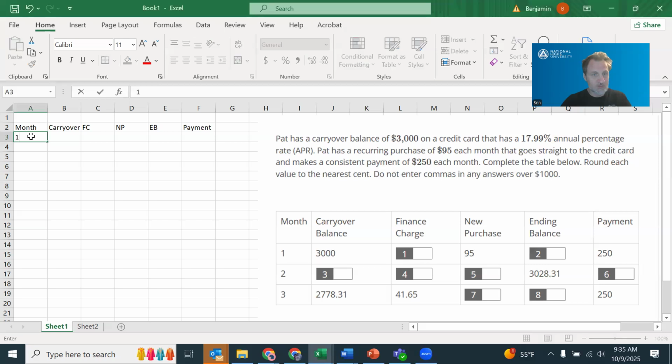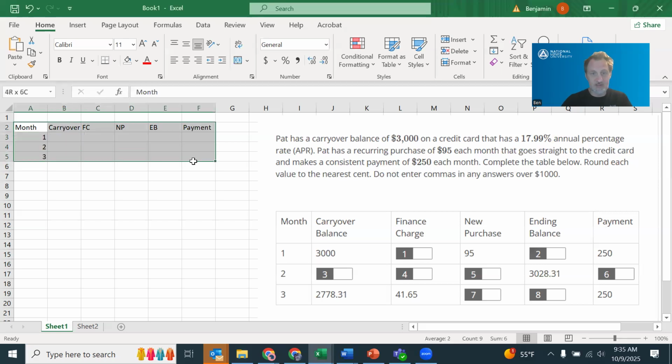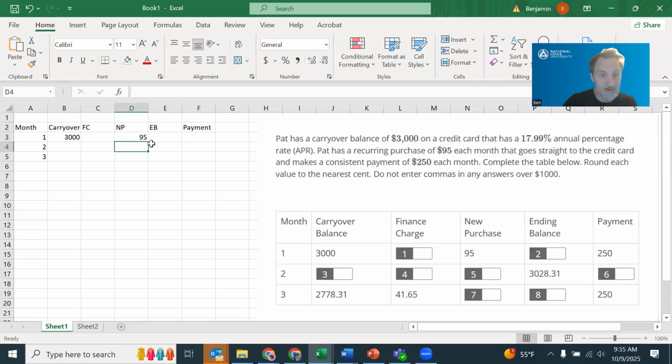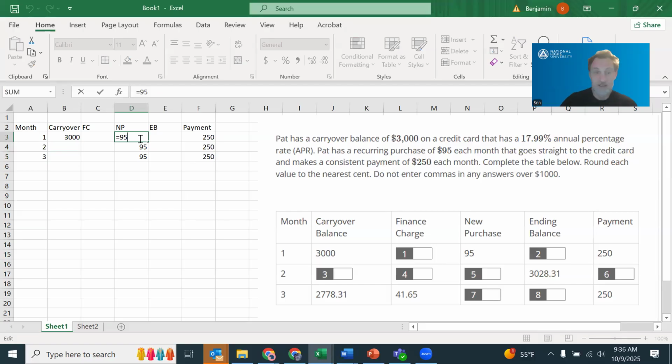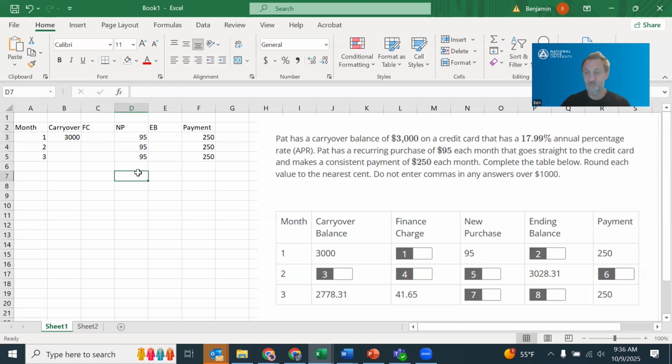So 1, 2, 3. I've already got the table set up in Excel here. There's things that are filled in, 3,000. The new purchase is always going to be 95. So this is similar to the workbook. I do equals 95, and I'm going to run that down the table. The payment is always 250. I'm going to go ahead and do equals 250 and run that down the table. So I'm using autofill to bring down those hard values by starting with an equal sign. If you start with 95 and you don't do the equal sign, you may get 95, 96, 97. It just kind of depends on how you're autofilling and which program you're using, Google Sheets, Excel.